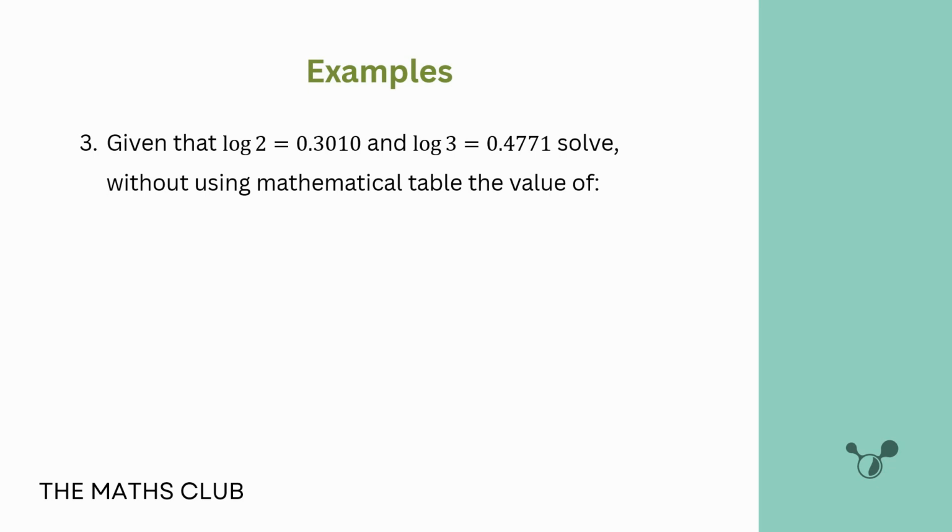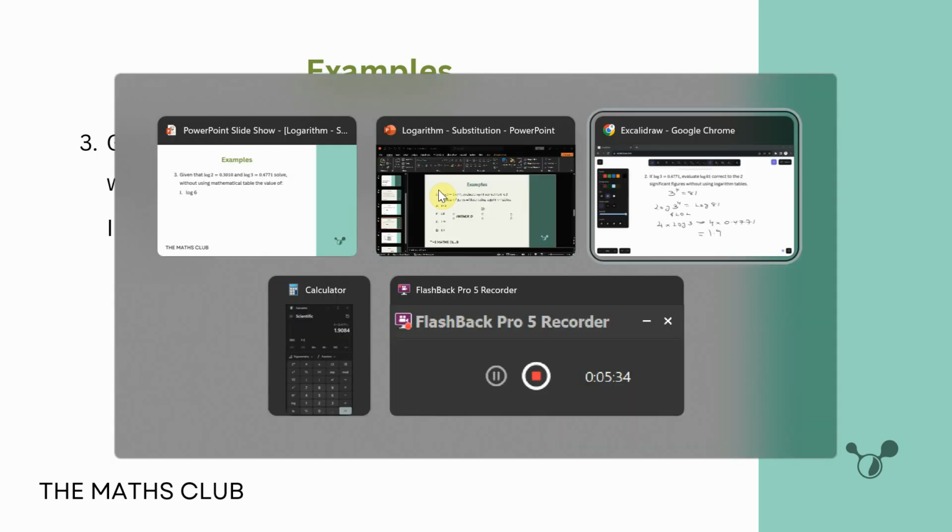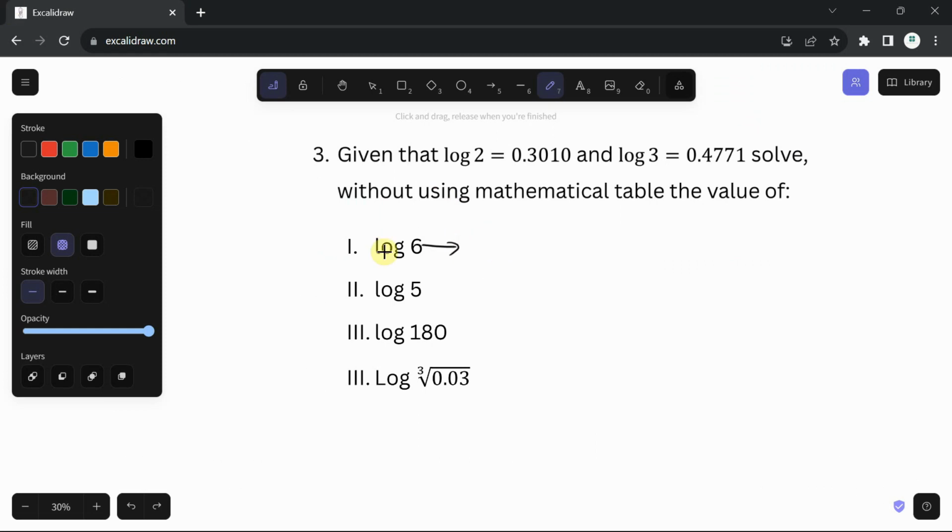Now the next question is saying that given that log 2 is equal to 0.3010 and log 3 is equal to 0.4771, solve without using mathematical table the value of log 6. So let's find the value of log 6. To find log 6, from the law of logarithm, we could break this 6 into 2 times 3 and say this is log of 2 times 3. And we could also say this is log 2 plus log 3, if you remember what we did very well in the laws of logarithm.